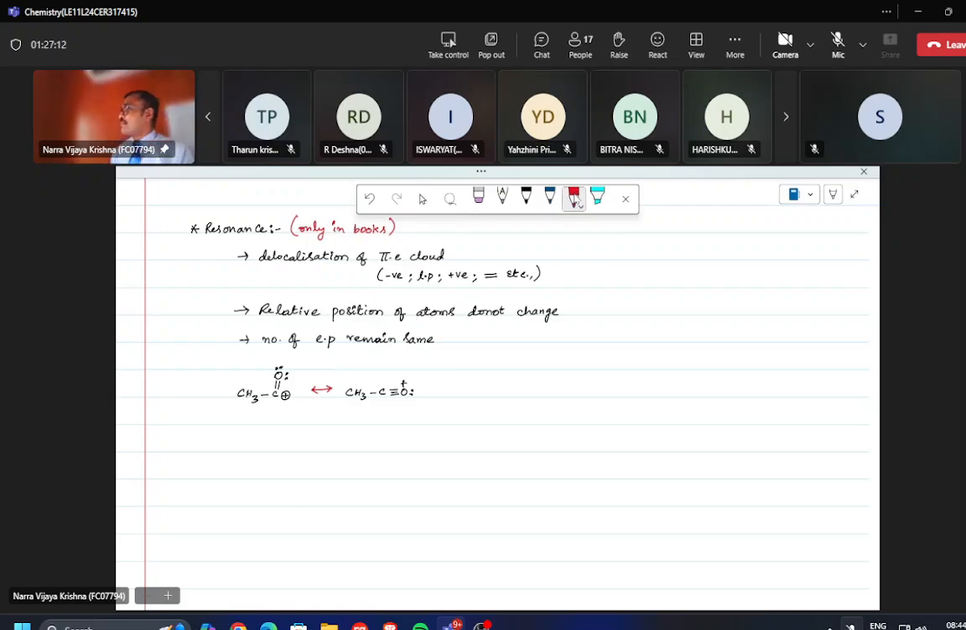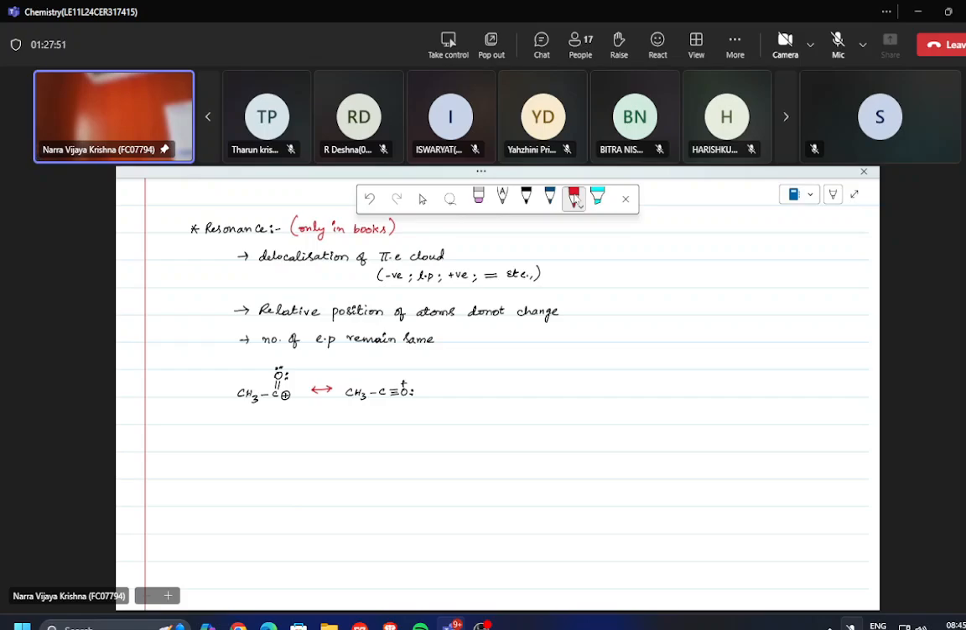Which is more stable? The second one. Reason. Condition 1: neutral molecules are more stable than charged species. First, you need to check whether the given species is neutral or not. If it is neutral, that is more stable. Condition 2: the more the number of covalent bonds, the more stable the species is.